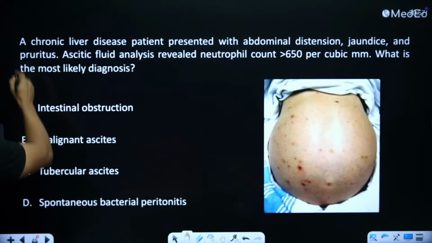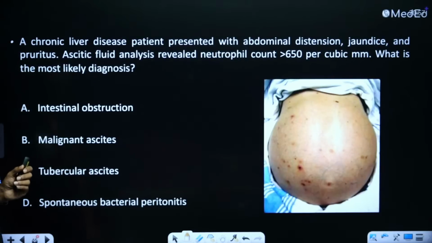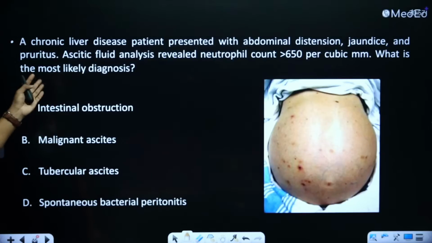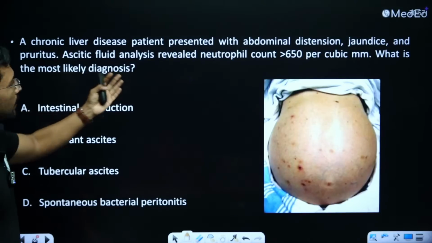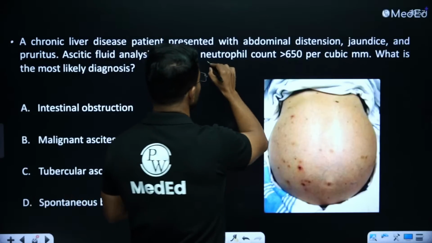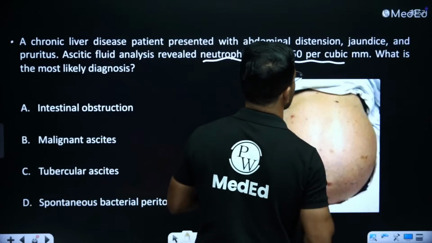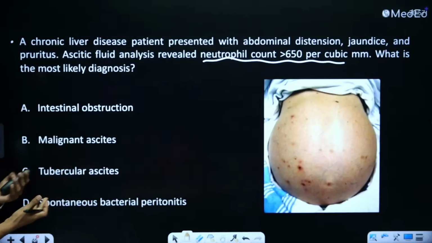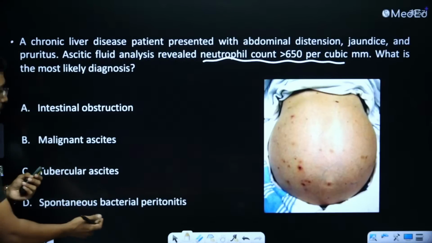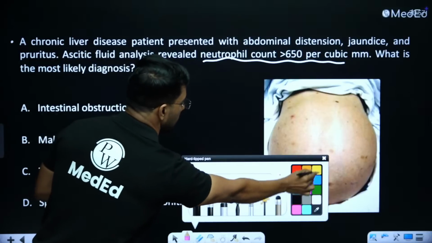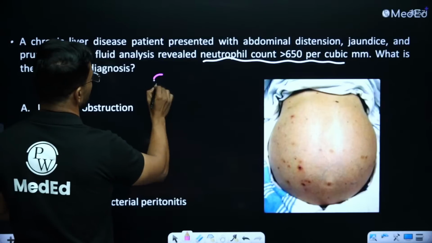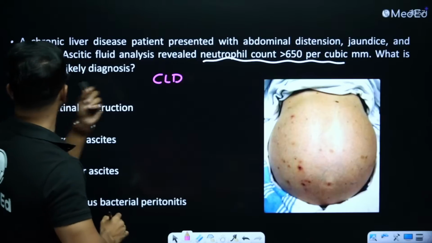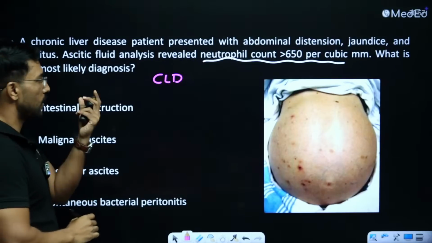Okay, so here's our next question. A chronic liver disease patient, CLD or cirrhosis patient, presented with abdominal distension, jaundice and pruritus. Ascitic fluid analysis revealed neutrophil count of more than 650 per cubic millimeter. What is the most likely diagnosis? I think the diagnosis is straightforward, but there is one MCQ point to learn here. So what are we dealing with? We are dealing with a case of CLD, with abdominal distension, jaundice and pruritus.